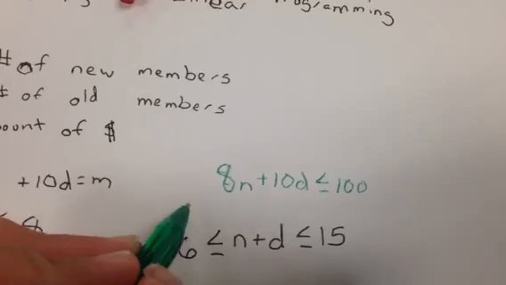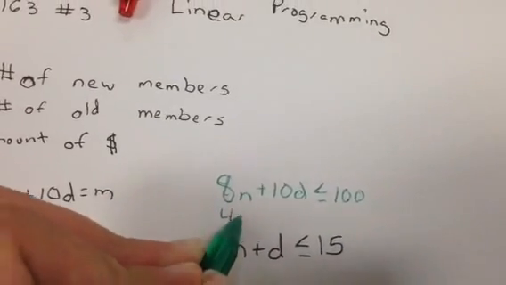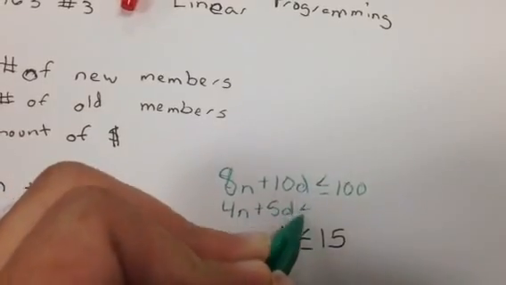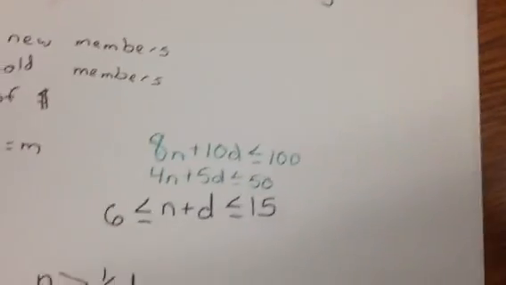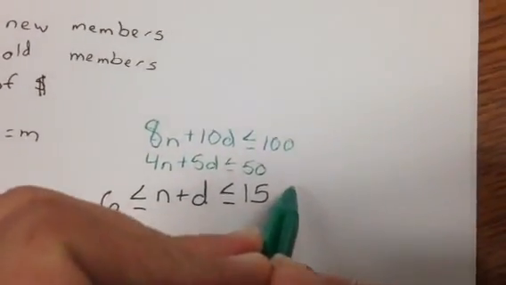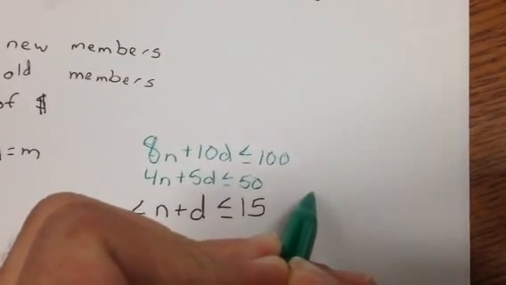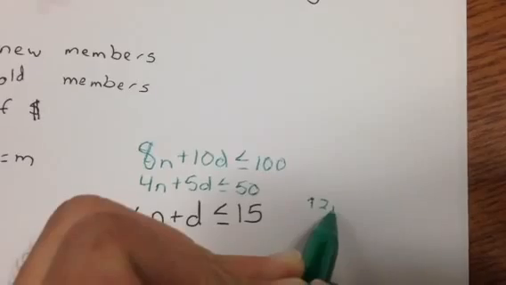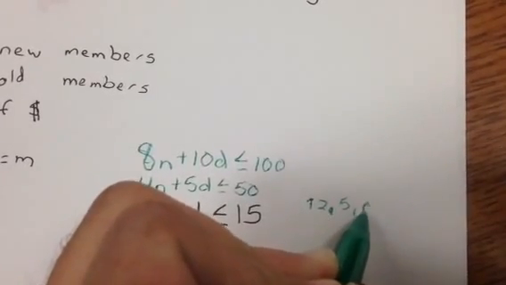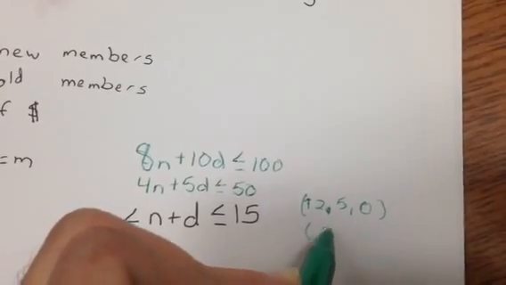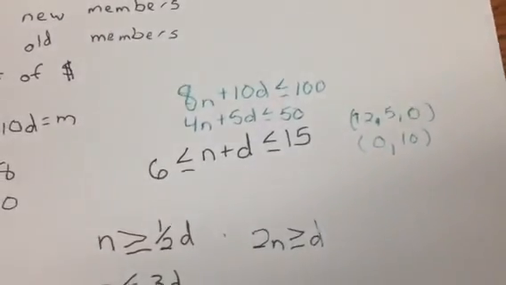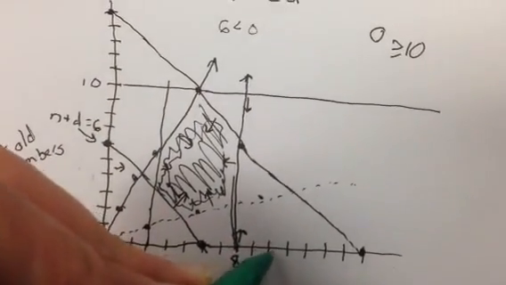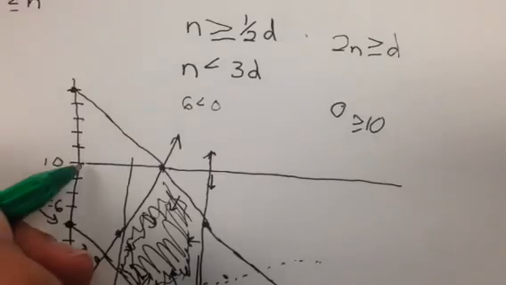Well, we can go ahead and graph that. I'm actually going to divide it by 2 right now to make it easier. 4n plus 5d less than or equal to 50. Let's see here, the intercepts that we could find for that would be 12.5 for n, for 0d, and then if we do 0 for our number of new members, that means we'd have to have at least 10 older members. So 10, 11, 12.5, and then we have 0, 10, this portion right here.